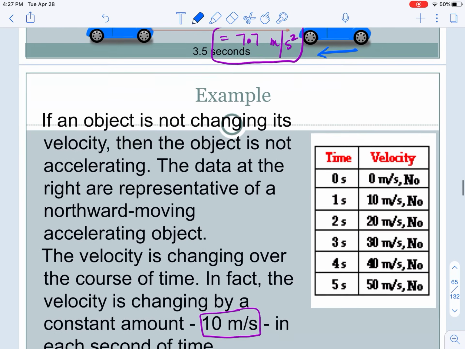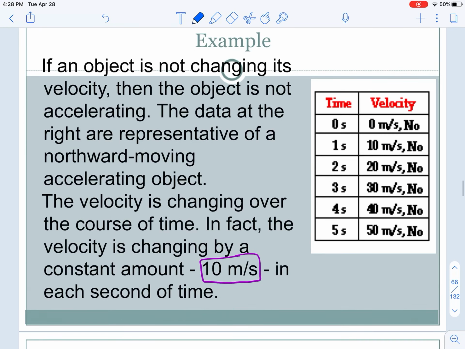I'll just take this one out here because I have it below. That's how you find out the answer to that question. It's just velocity over time.